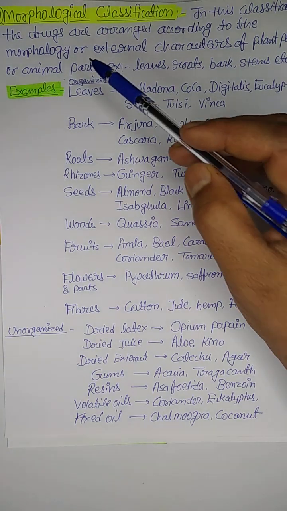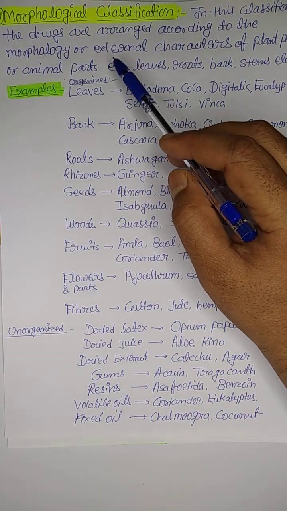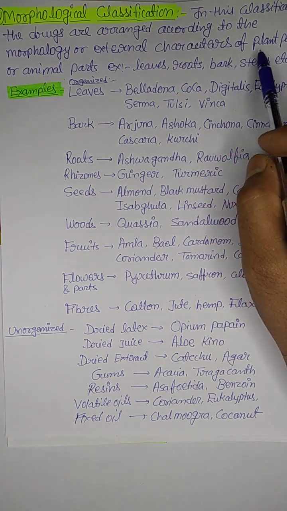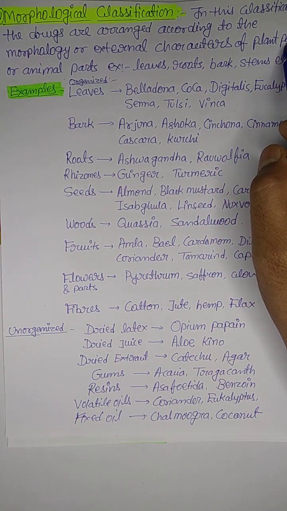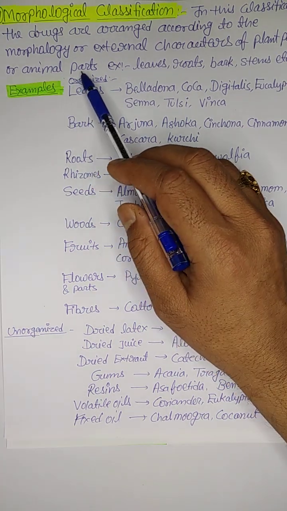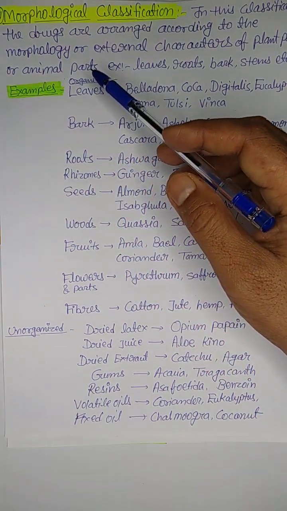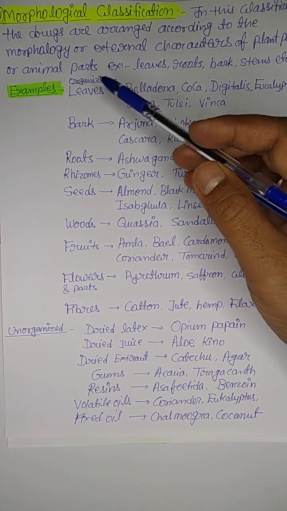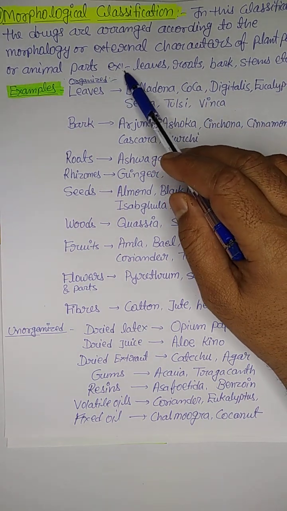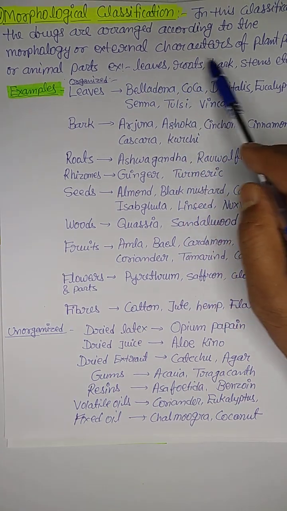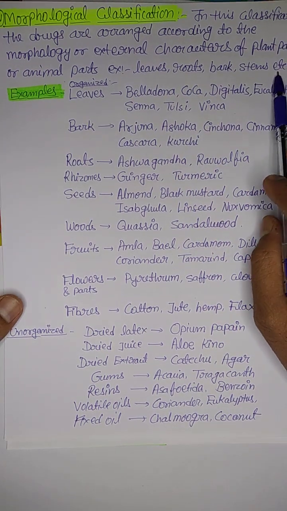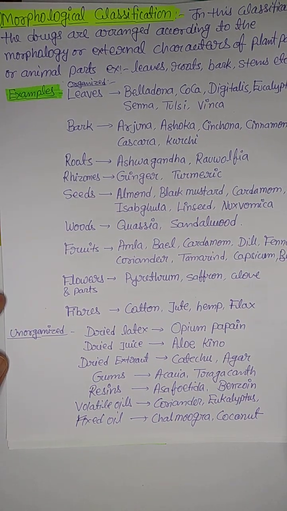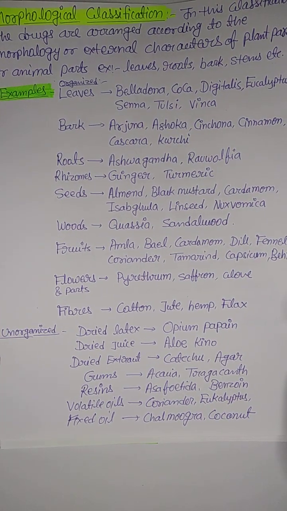According to that, when we arrange the drug, it may be the external characters. What is the external character of the plant part? Maybe root, stem, fruit, flower, or any animal parts. It may be liver oil, or any hormone, any enzymes, trypsin, chymotrypsin, like that. Here examples may be leaves, roots, bark, and stem. These drugs are arranged according to their alphabet, so that it will be easy to remember.